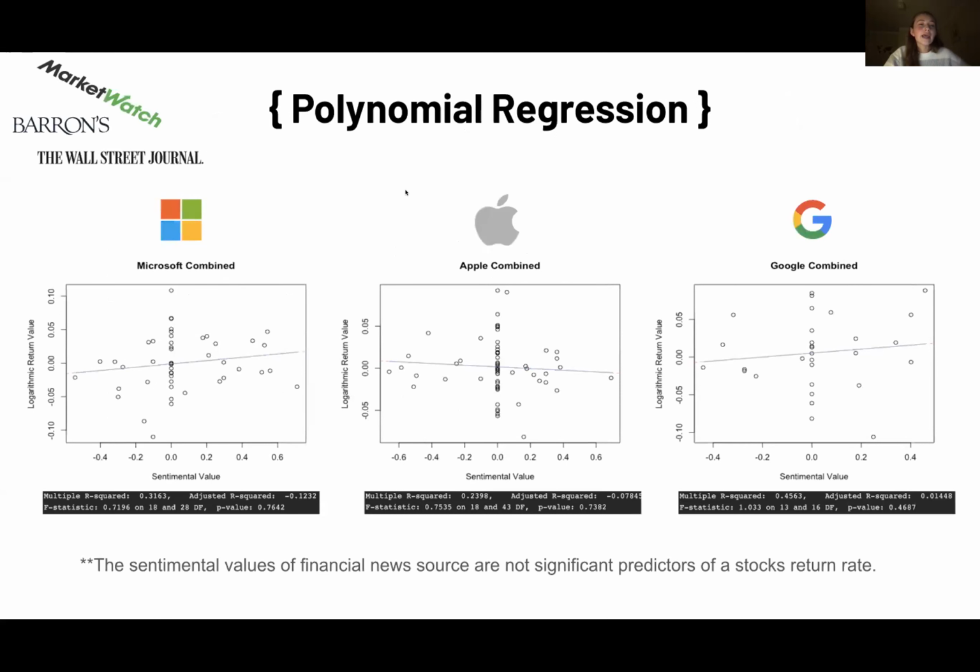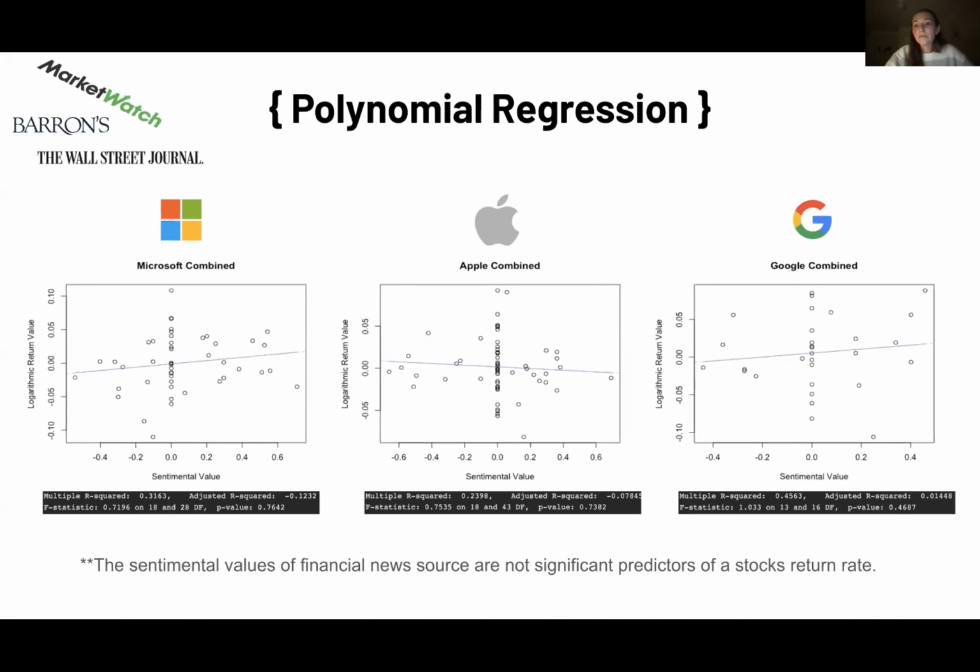I then wanted to take a second look at the data and hopefully, by quantifying more data and condensing them into 3 different polynomial regressions, I was hoping to find a pattern. So I went ahead and condensed Barron's, Market Watch, and the Wall Street Journal all into 3 different subsets, and then analyzed the data that arose from that. And again, I found very high p-values and not very strong correlations.